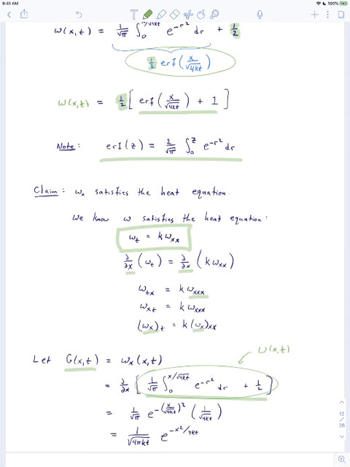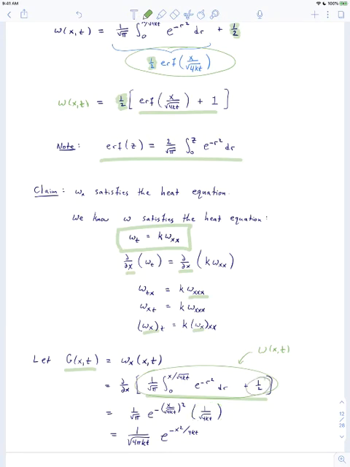So you end up with e to the minus r squared, but r is equal to x over the square root of 4kt, so that's where that comes from. But then you have to multiply by the derivative of what's inside, so you have to multiply by the derivative of that, which is this expression right here, 1 over the square root of 4kt.